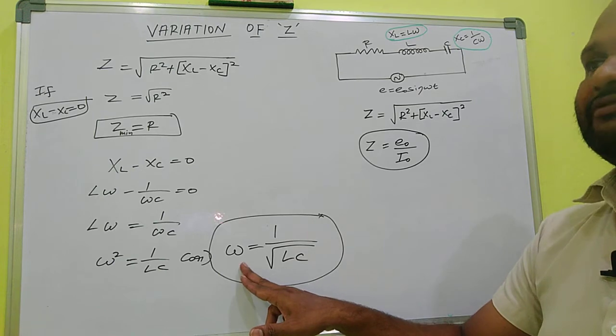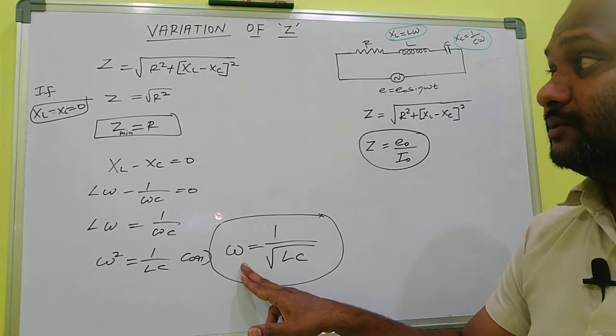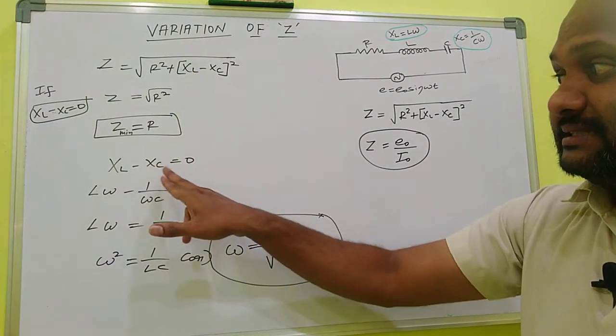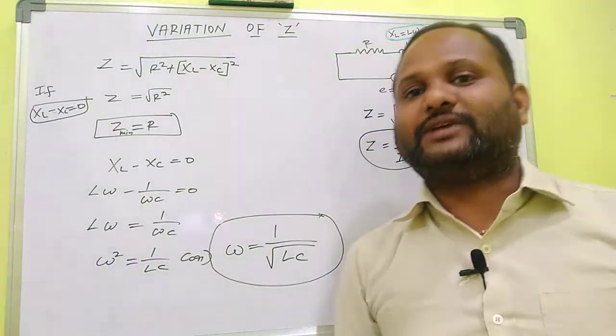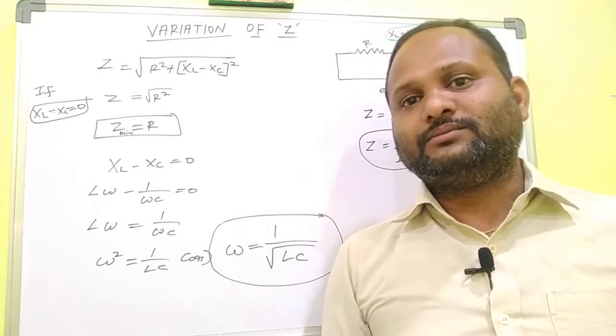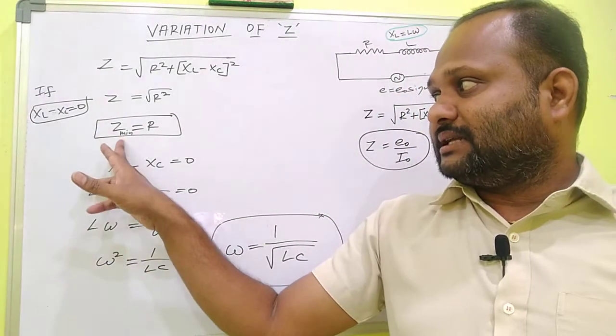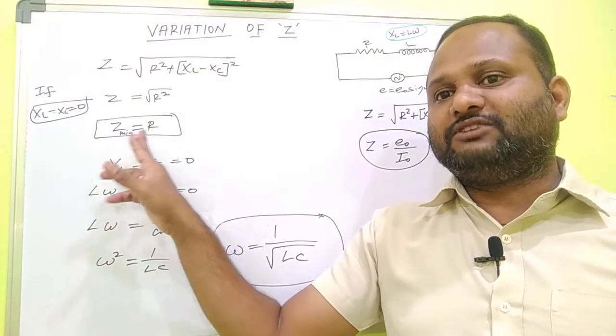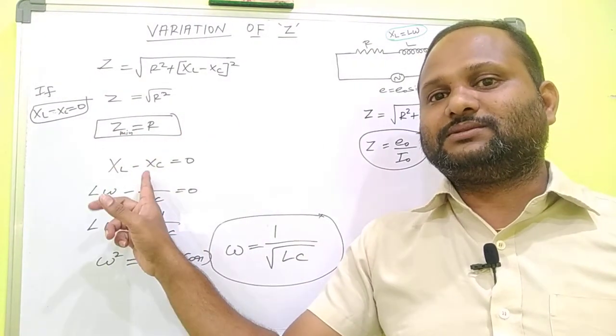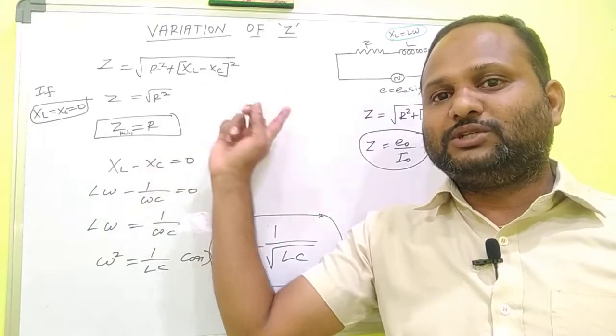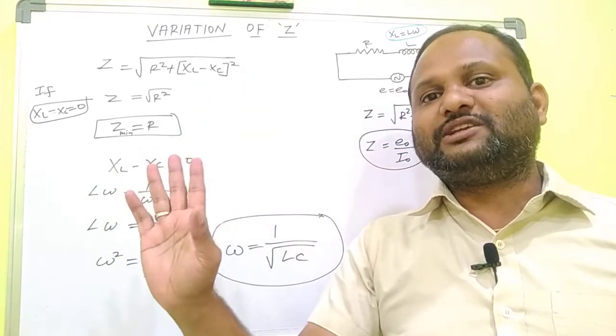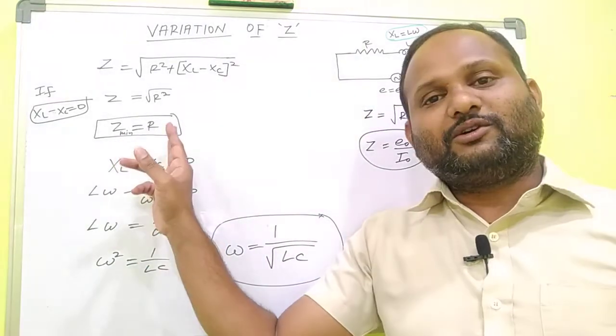At this particular frequency, XL and XC are equal. XL minus XC equals 0. Then the impedance becomes minimum and it will be equal to only the resistance. The other two terms, XL and XC, cancel each other out. So Z minimum equals the resistance.